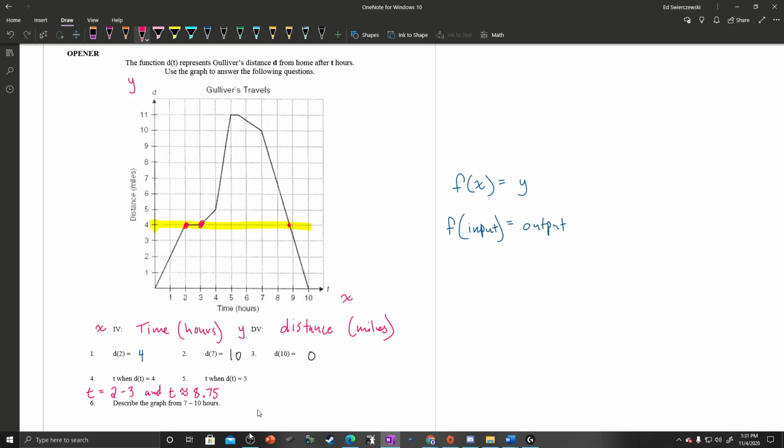You can do the same thing, but now we're concerned when d of t equals 5. So again, I do the same thing. I look, where does my graph have a height of 5? I see that it has the height of 5 here at t equals 4, and as well right here, which looks like right in between 8 and 9. So, t equals 8.5.